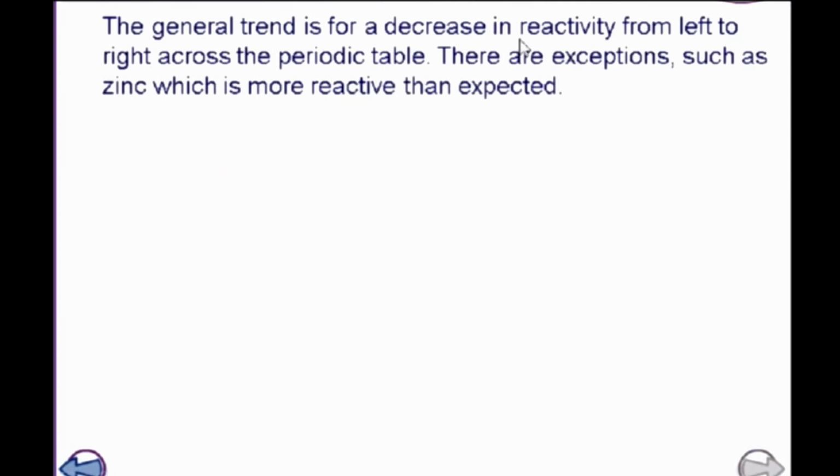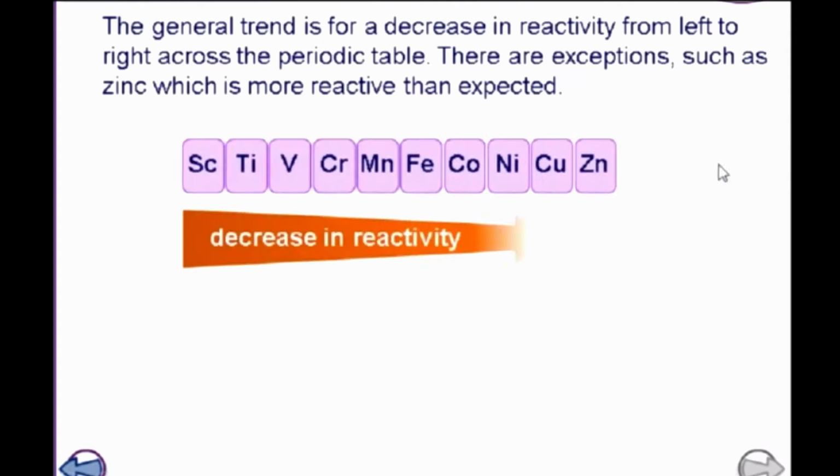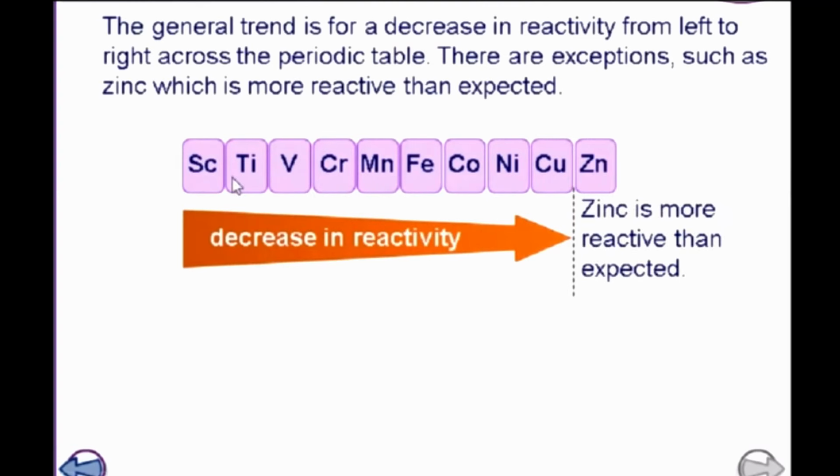The general trend is for a decrease in reactivity from left to right across the periodic table. If you go to the periodic table, you'll see that their reactivity decreases. There are exceptions such as zinc, which is more reactive than expected. Otherwise the normal trend is that as we move left to right, the reactivity gradually decreases. That means scandium is more reactive than titanium. Titanium is more reactive than vanadium. The general trend is a decrease in reactivity.